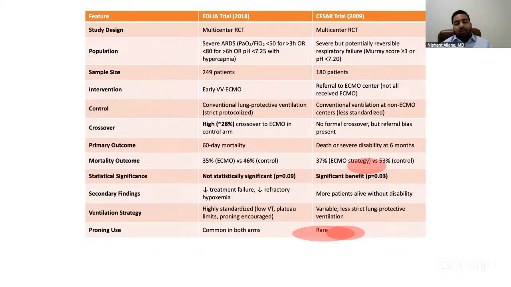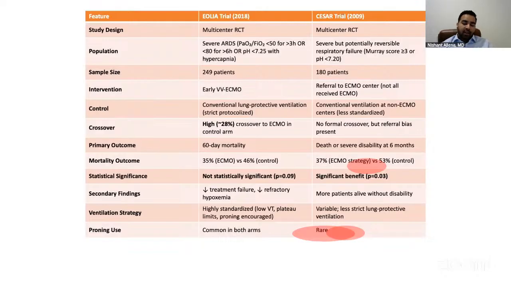If you look at the mortality, it did have a reduction in mortality, 35% in the ECMO group compared to 46%. So there was an 11% reduction. But the reason why it was labeled as not statistically significant was because it had a p-value of 0.09. And the reason why that happened is that the sample size for this trial was not enough. For the power that they had calculated for the study, they needed a sample size much larger than this. But because the sample size was only close to 250 patients, it showed that this was not statistically significant.